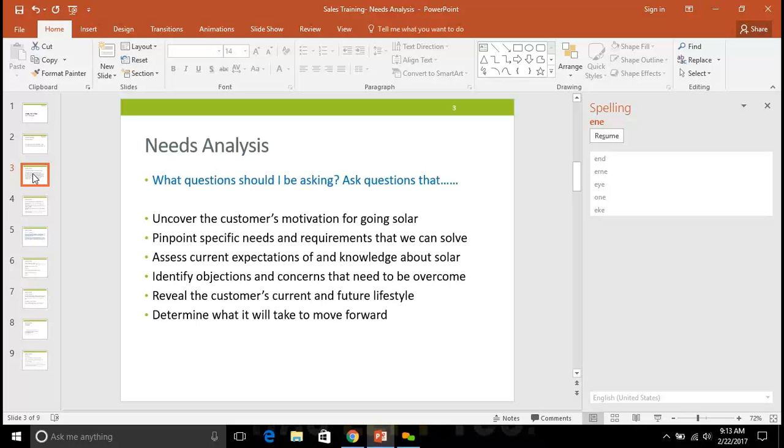But point number two here is to pinpoint specific needs or requirements that we can solve. And that's what we do. We solve problems for people.